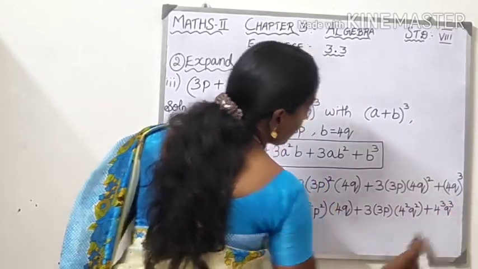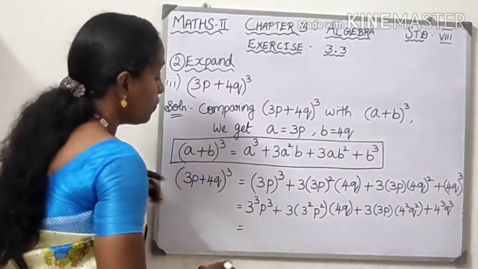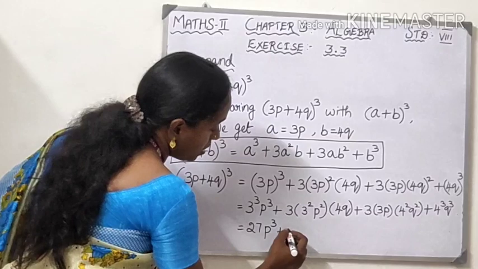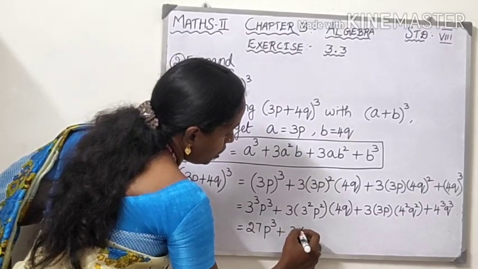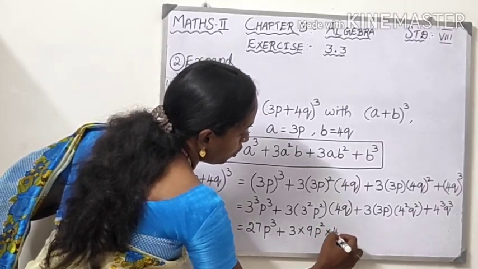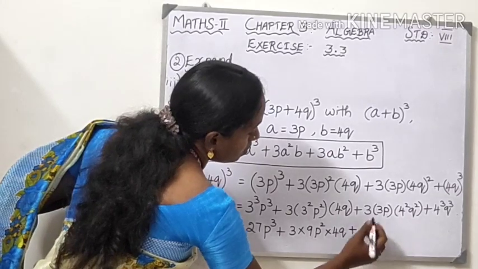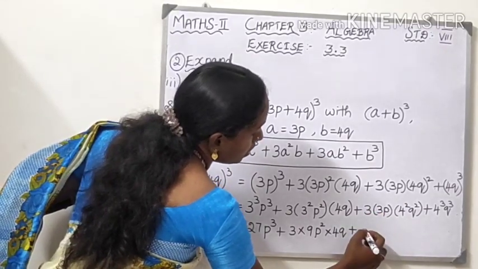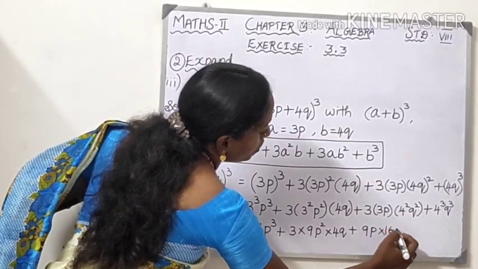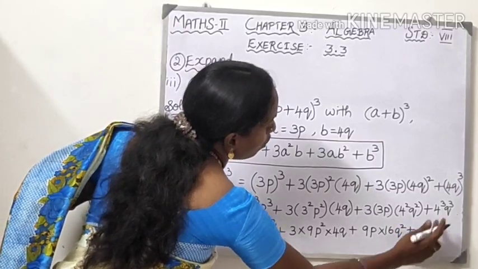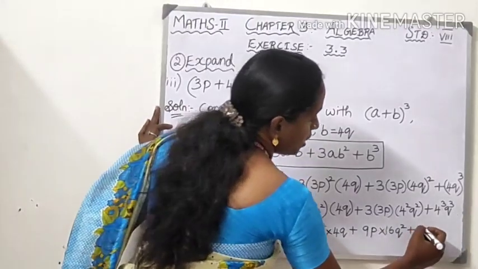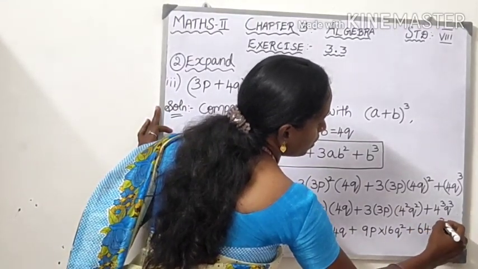Now, 3 cube is nothing but 27. So 27p cube plus 3 into 3 square, which is 9, 9p square into 4q, plus 3 into 3 we get 9p. Then 4 square is nothing but 16, into 16 q square, plus 4 cube value is nothing but 4 into 4 into 4. 4 4s are 16, 16 into 4 is nothing but 64. So 64 q cube power 3.